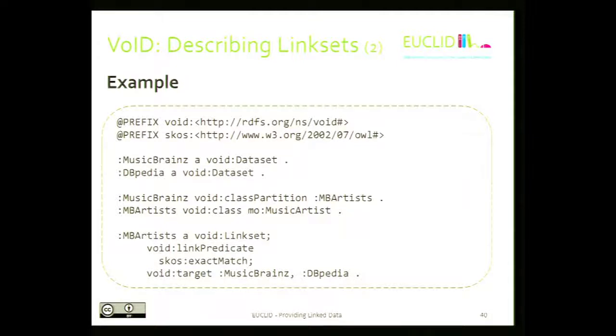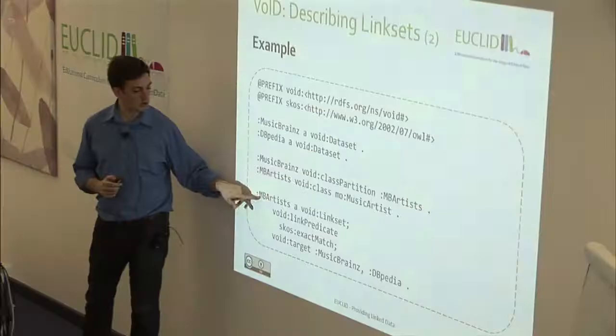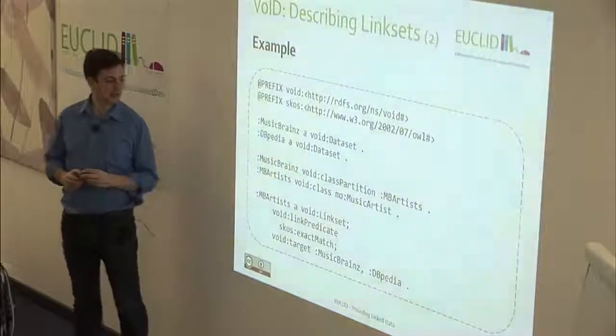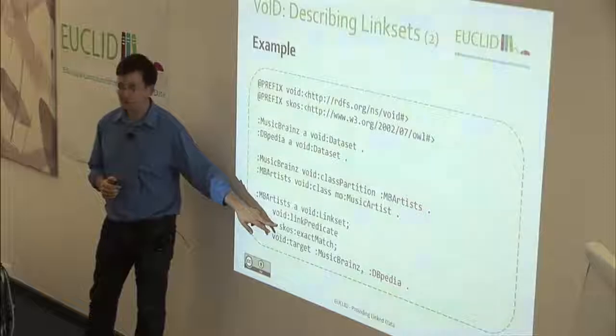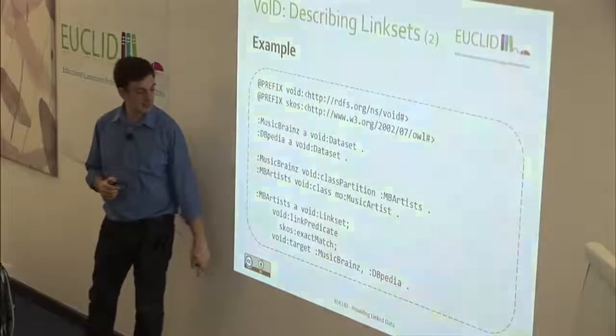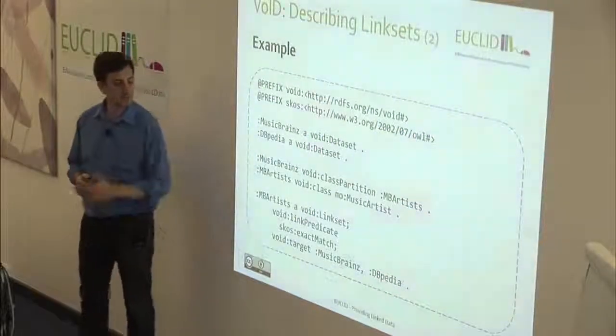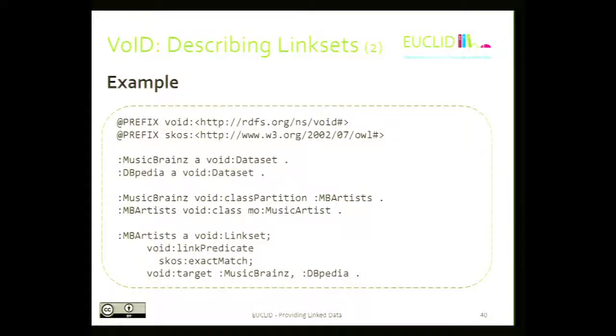So here's a longer example pulled together. MusicBrainz is a data set, DBpedia is a data set. MusicBrainz has a partition of the MusicBrainz artists, which is based on the class music artist from the music ontology. Music artists is actually a link set. Its link predicate is SKOS exactMatch in this case, and the target is between MusicBrainz and DBpedia.